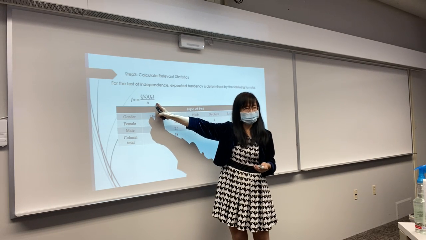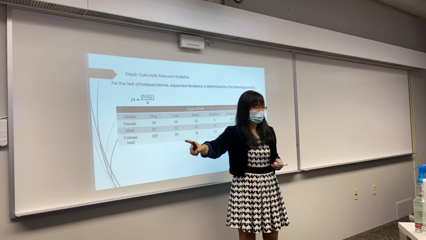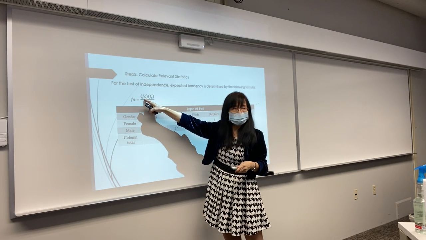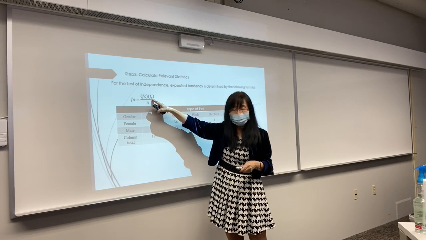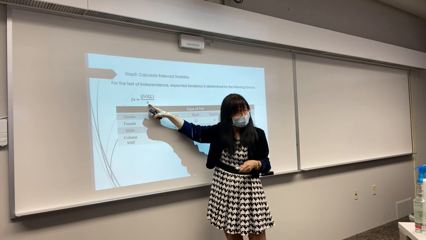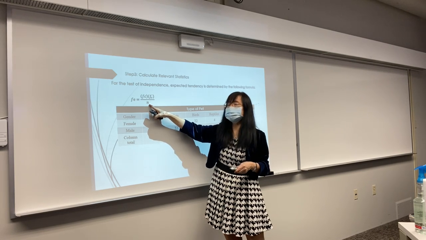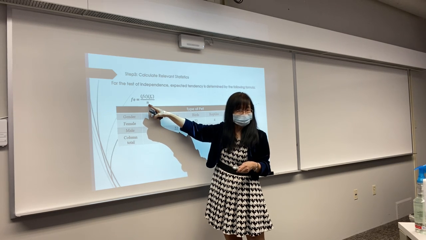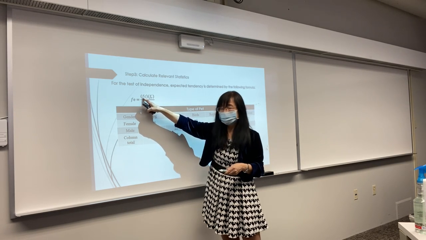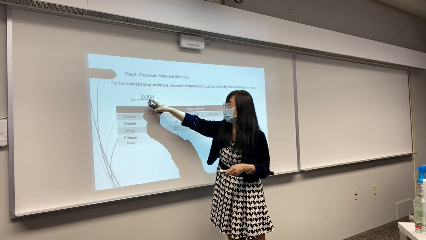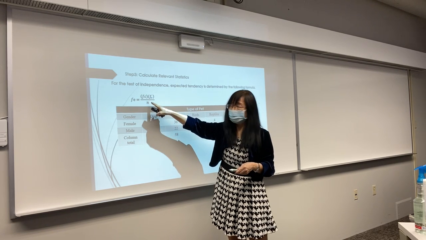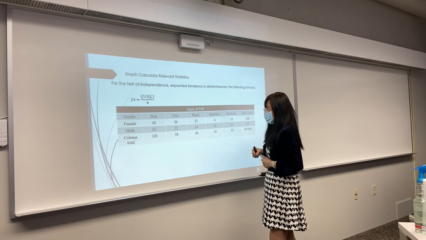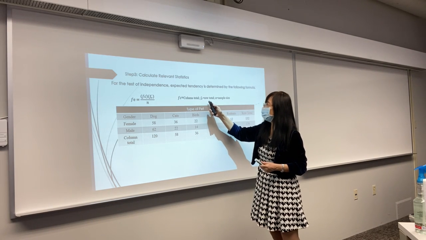How do you get FE? This one is a little bit complicated, but once you understand, you should be fine, okay? So, FC times FR divided by N. Okay, what's FC? What's FR? The total of the column times the total of the row divided by N. Okay, so please watch very carefully, then you will know how to do it. Now here it says column total, row total, sample size.